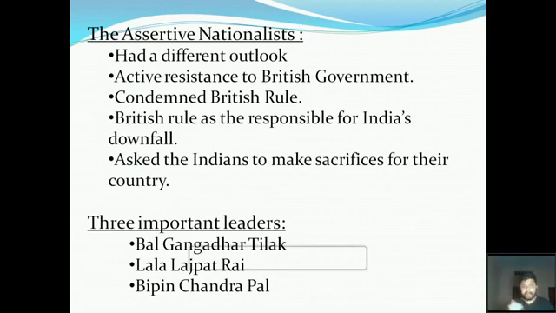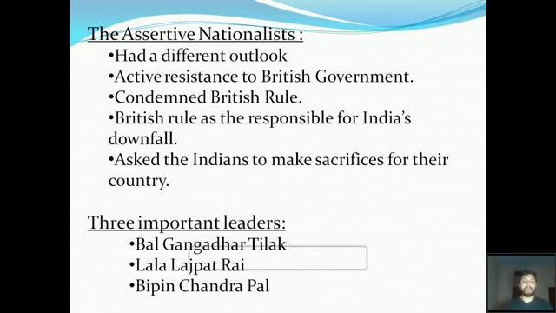Now when we come to assertive nationalism, these are the three important personalities or leaders of assertive nationalism: Bal Gangadhar Tilak, Lala Lajpat Rai, and Bipin Chandra Pal. These three people had very different ideology, very different outlook, and very different methods to achieve their goal. To achieve their goal means to gain the freedom of our country. So please remember these three important personalities: Bal Gangadhar Tilak, Lala Lajpat Rai, and Bipin Chandra Pal.